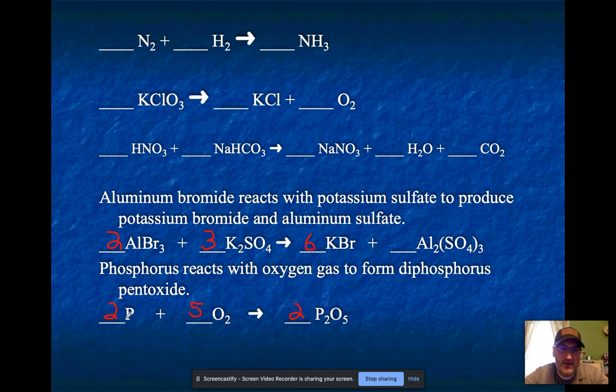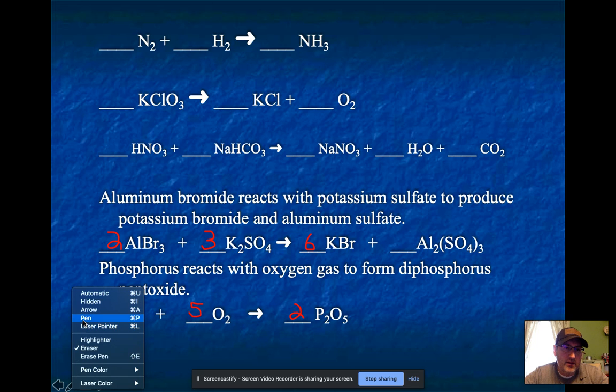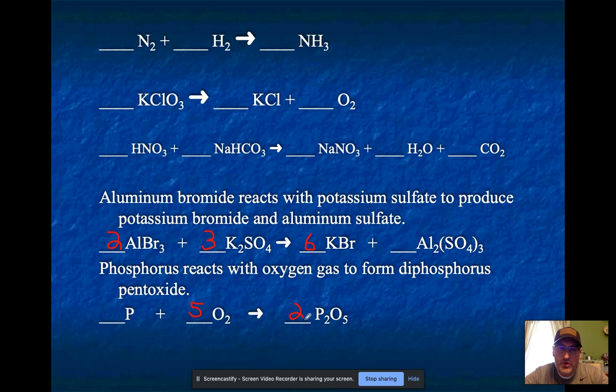Now by putting that 2 here, now this is incorrect. So I have to go back and erase that and go back and change it. Now I have 2 P2s, so that gives me 4 phosphorus. So it's 4P plus 5O2 yields 2P2O5. Okay, so today for your assignment, I'm just going to give you some of these word equations. You write them into symbols and then you balance.